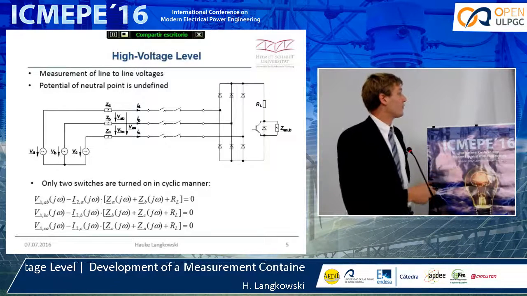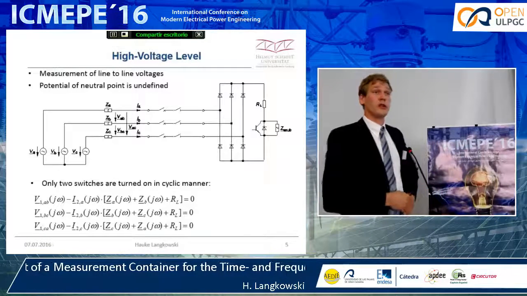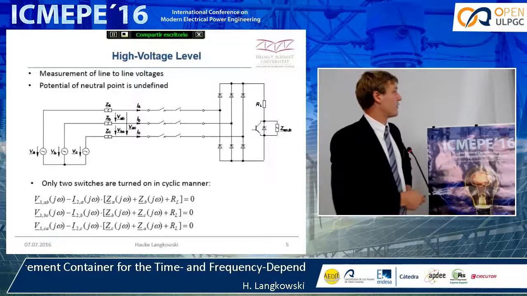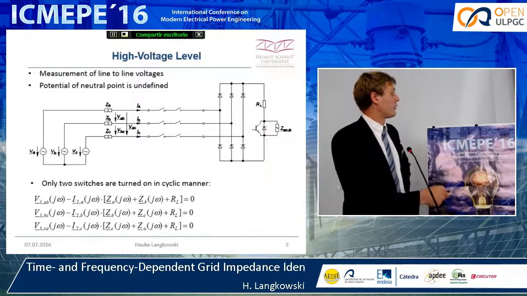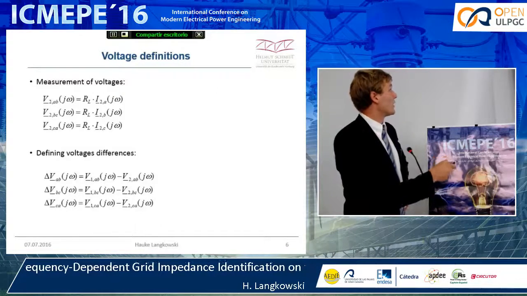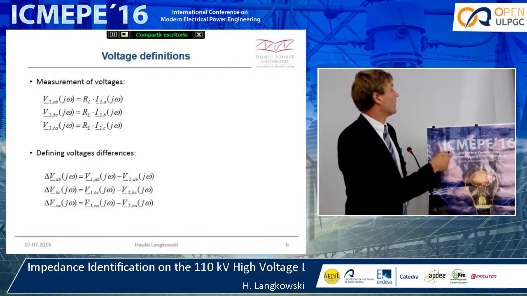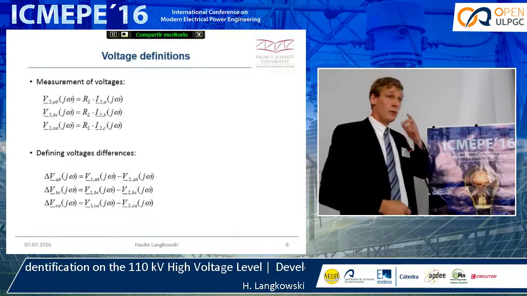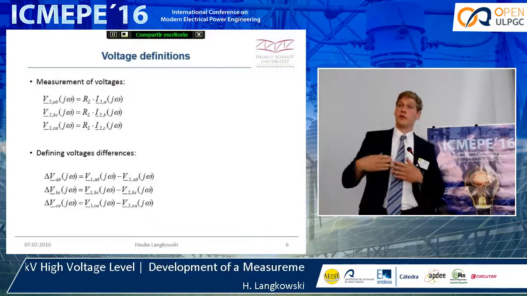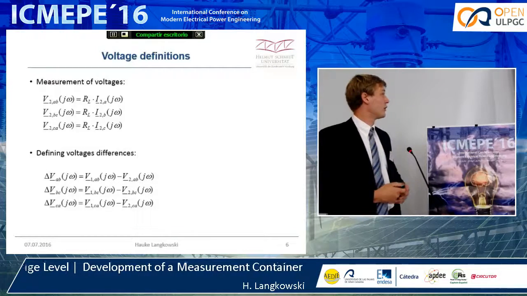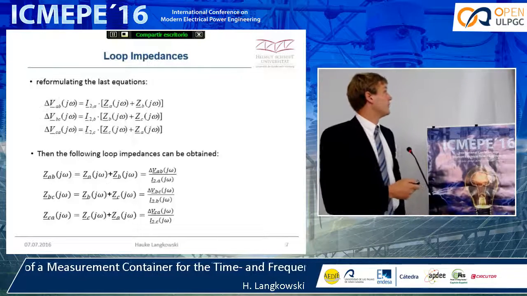The power switch is only turned on with 2 conductor lines at a time, so that we can get these 3 linear independent equations that we can then resolve later on to the grid impedances. If we measure the voltages during the pulse operation, we can then say that the voltages are, of course, directly related with the current over the load resistor. And we also measure the voltages during the open loop phase, so before we are pulsing the load resistor. And these are the voltage differences that can be defined.